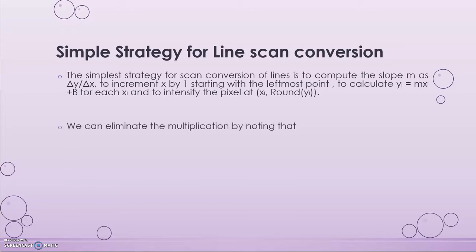We can eliminate the multiplication by noting that y(i+1) = m*x(i+1) + b, since we have the straight line equation y = mx + b. So y(i+1) = m*x(i+1) + b, which means m*(xi + delta x) + b. A unit change in xi means xi + delta x, so this equals m*xi + m*delta x + b, and m*xi + b is yi. So, y(i+1) = yi + m*delta x.